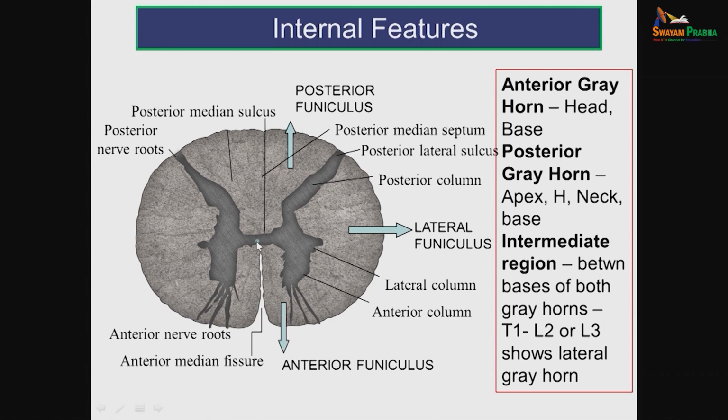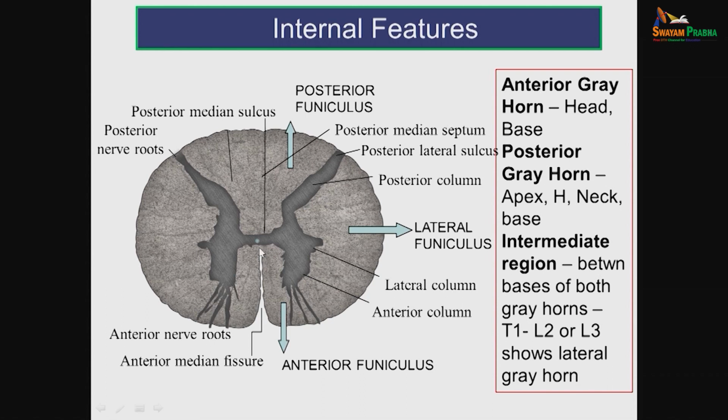This central canal, ventral to it, the grey matter which is present is called as ventral grey commissure, and dorsal to it what is present is called as dorsal grey commissure. You have a ventral grey commissure and a dorsal grey commissure. You call it ventral and dorsal in relation to the central canal. This is about the ventral and dorsal grey commissure.